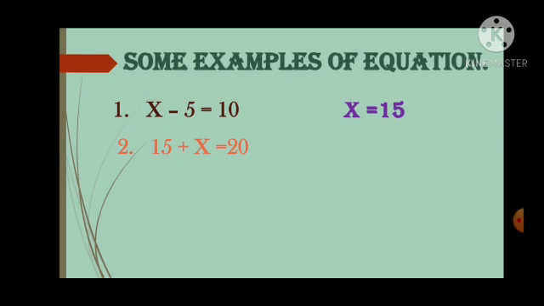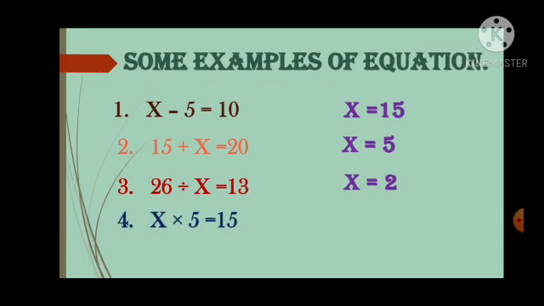Equation number 2: 15 plus x equals 20. Here which number should be in place of x to get answer 20, or to be added with 15 to get answer 20? So here your solution will be x equals 5. So, your equation will be balanced. Equation number 3: 26 divided by x equals 13. 26 divided by which number to get 13? So here your x will be 2 to get the equation balanced.